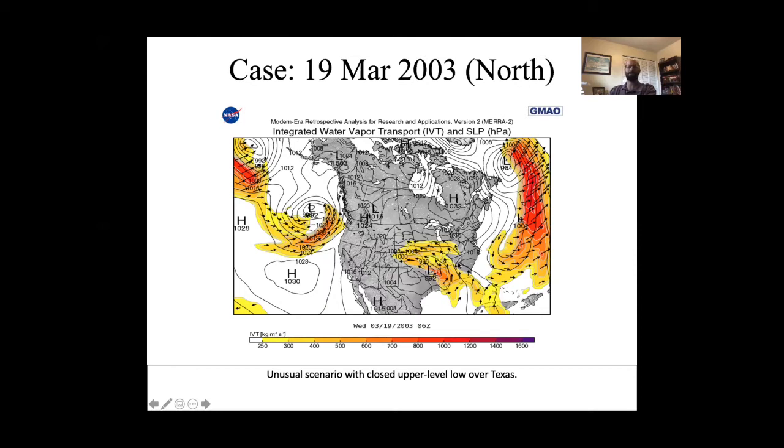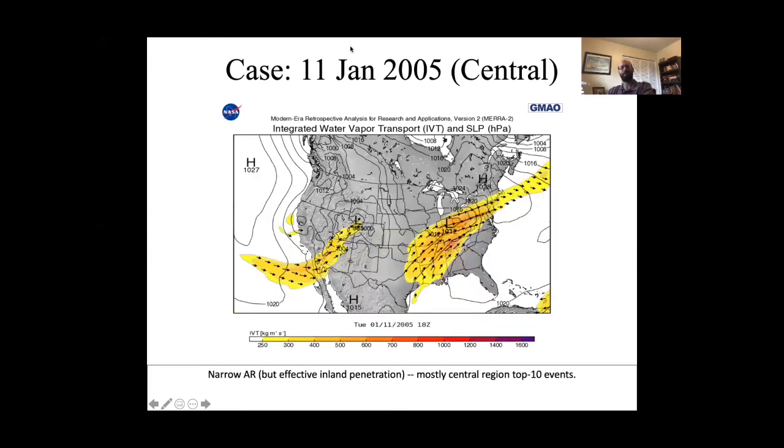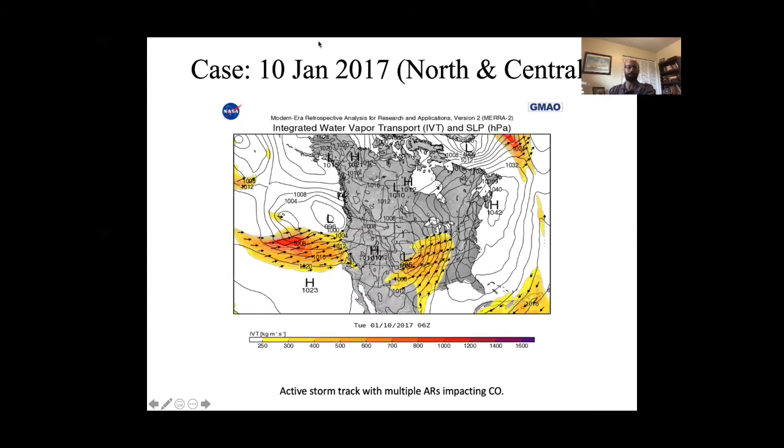I remember growing up and watching this event on the Weather Channel. This was a cutoff low over Texas, and we had all this moisture coming from the Gulf of Mexico. This impacted primarily northern Colorado and obviously is not a Pacific originating atmospheric river. January of 2005, once again, we see a southerly pathway here coming from the Baja Peninsula into Colorado. January of 2017, this one was actually sort of a parade of storms.